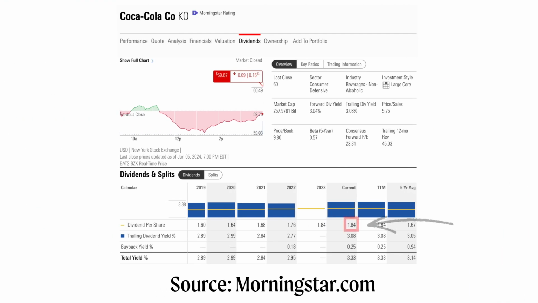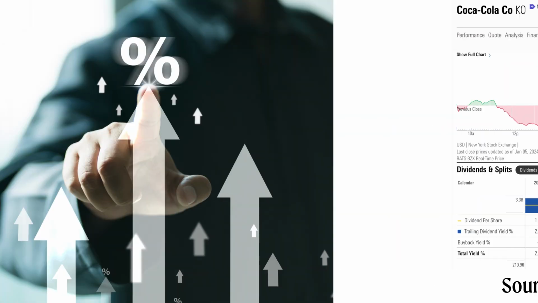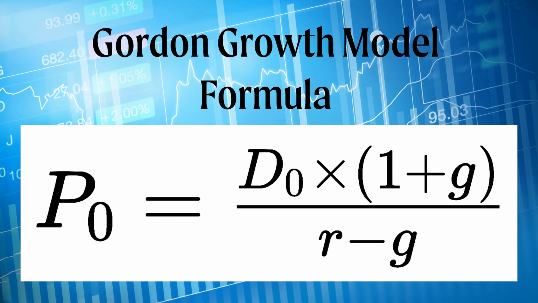Second, using your chosen data platform, find the dollar amount of the last dividend that the company paid. Third, locate the dividend history of your chosen company on your data platform. Find the previous 5-year average and use this as your growth rate. Fourth, determine your ideal rate of return. An investor's rate of return is the percentage gain that an investor wants to receive for taking on the risk of the investment. It is a measure used to evaluate the profitability or performance of an investment over a specified period. Now you need to plug these values into the Gordon Growth Model formula.